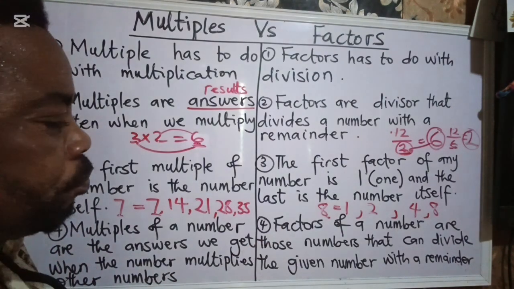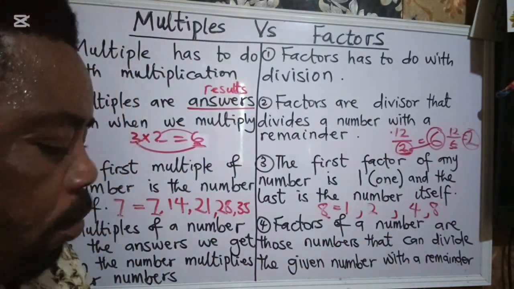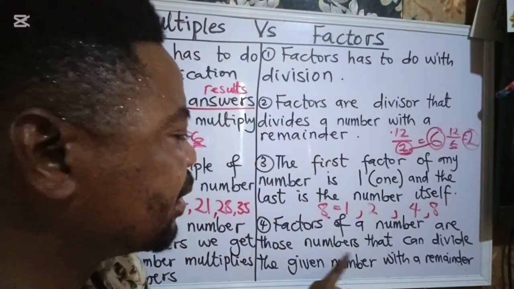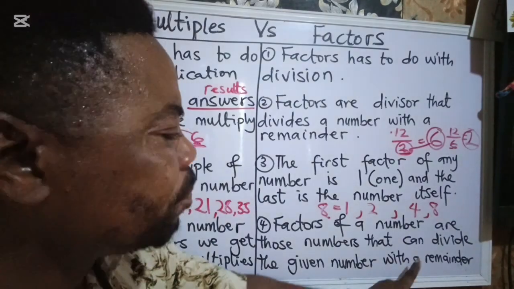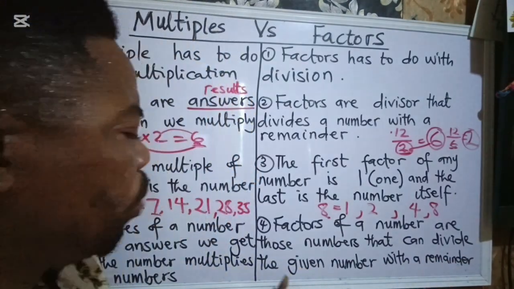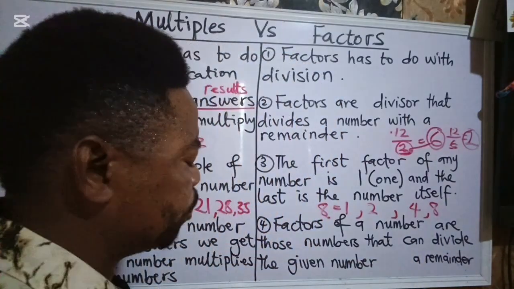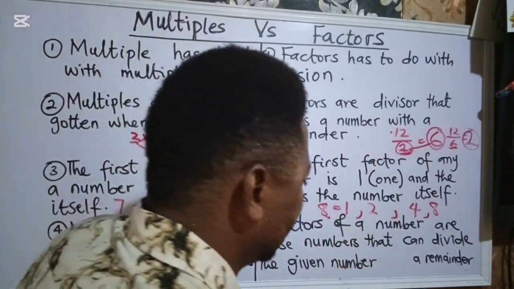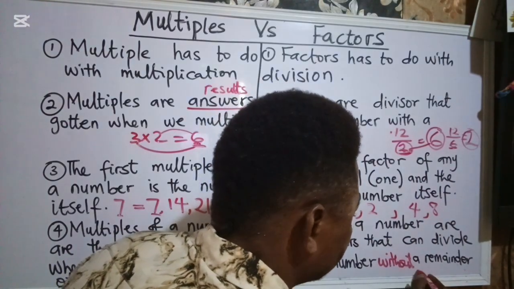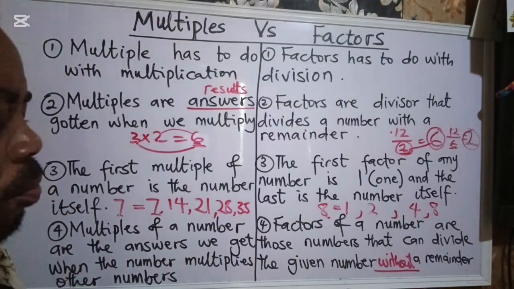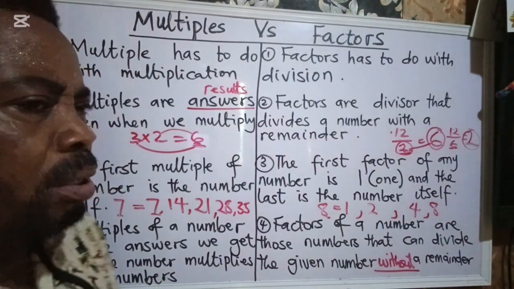Now let us see factors. Factors of a number are those numbers that can divide the given number without a remainder. Sorry, I put "with" here. It's actually "without" a remainder. Without a remainder. Thank you.